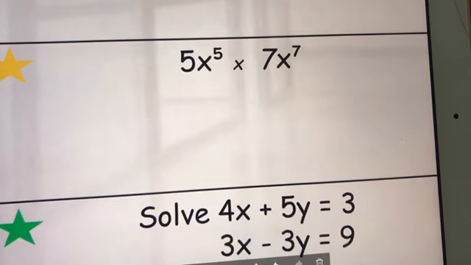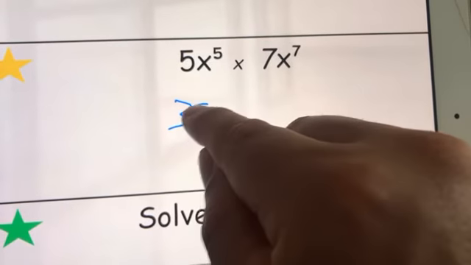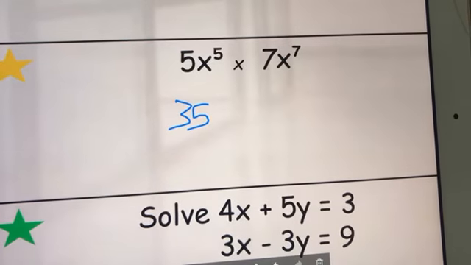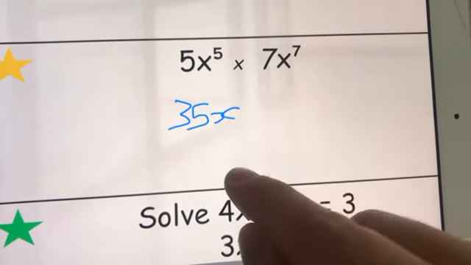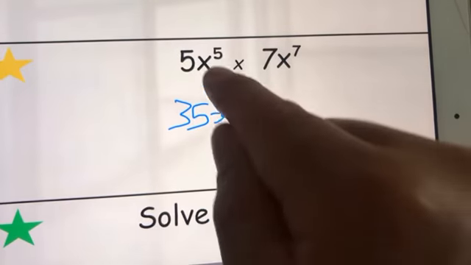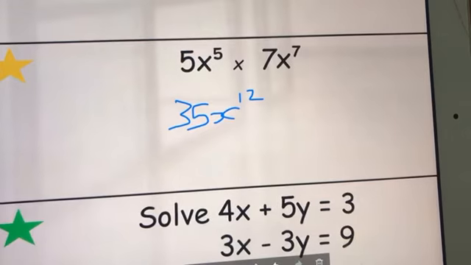Next, a bit of indices rules. The 5 and the 7, you're just going to multiply those together normally. 5 times 7 is 35. Then the numbers above the x, the powers, we're going to add them together. So it's 5 times 7, 35. x^5 and x^7, add them together to make it 35x to the power of 12. Add your powers when you're multiplying in indices.